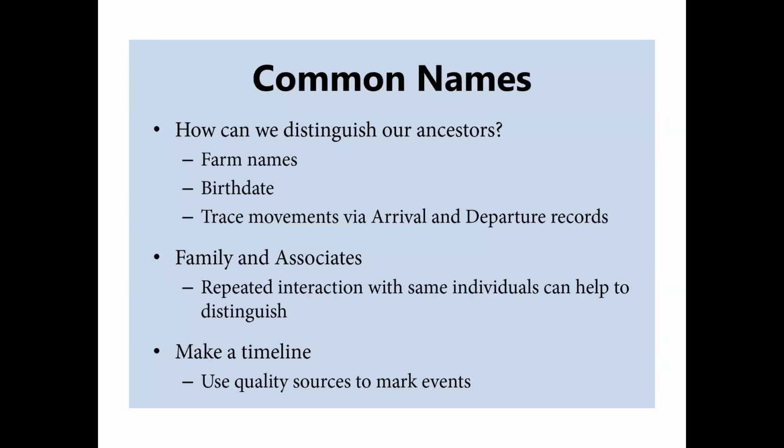And make a timeline. This is a great visual way to separate folks. So if you have two people with the same name, make a timeline supported by strong primary sources. So if you have vital records, pepper that in with tax, land, and vital, you'll really start to see a separation between the folks.